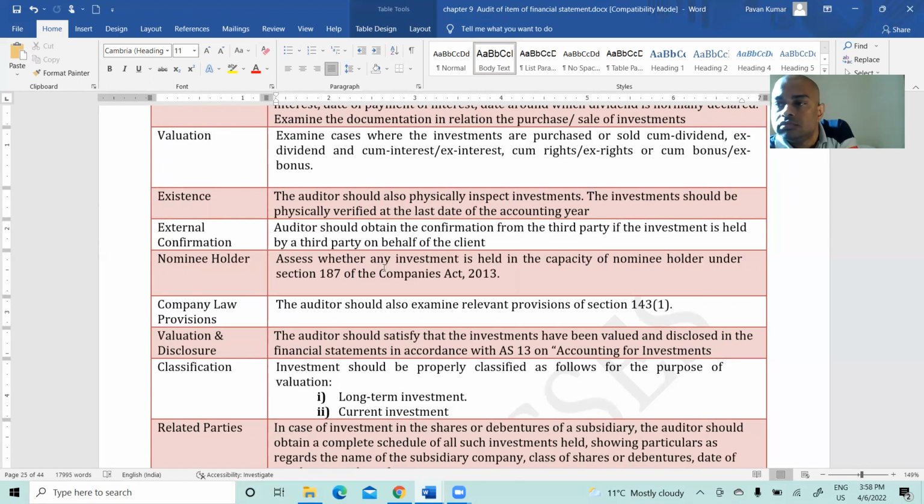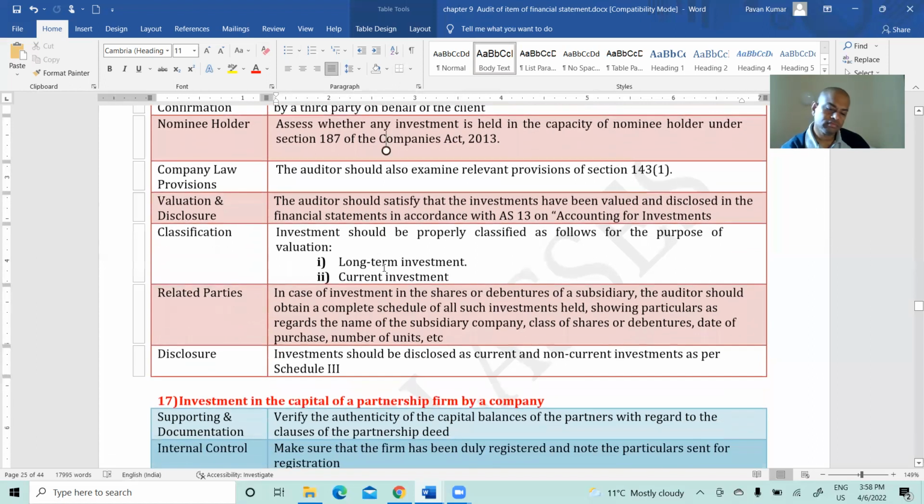External confirmation. Auditor should obtain the confirmation from the third party if the investment is held by a third party on behalf of the client. Okay, next. Nominee holder. Assess whether any investment is held in the capacity of nominee holder under Section 187 of the Companies Act 2013. Normal point.